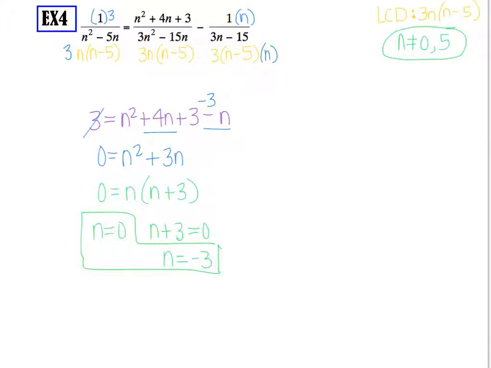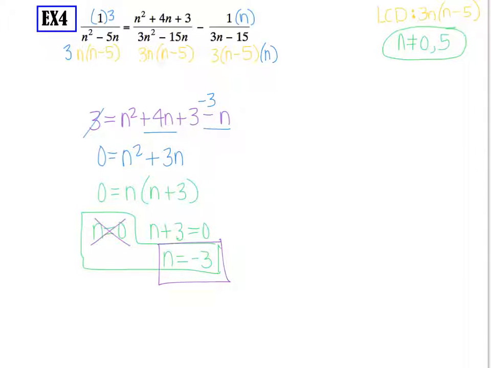And I always want to double check. The restrictions are that n cannot be 0 or 5, which I noticed that if n cannot be 0 and I got that n is 0, I need to eliminate that as a solution. So really, my only solution is that n equals negative 3. Because if I were to plug in 0 into all of these n's, I would end up dividing by 0, and I can't have that. So the only value that will work is n equals negative 3.